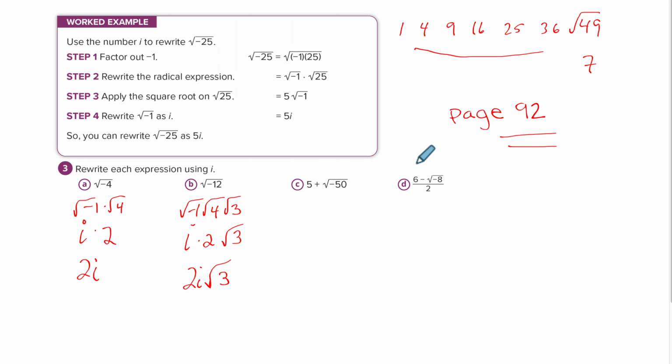Now we're getting a little more complicated. C is a complex number because it has a real part and an imaginary part.